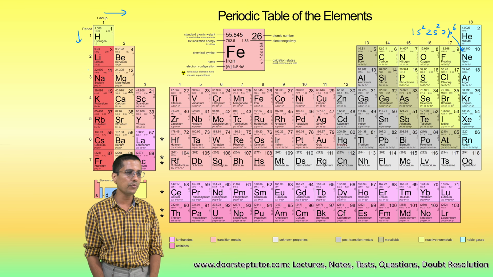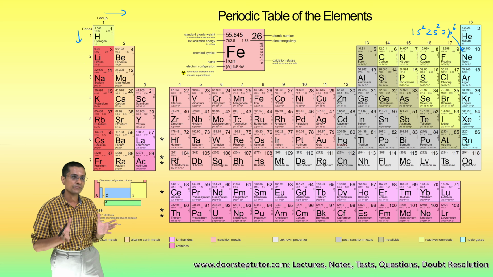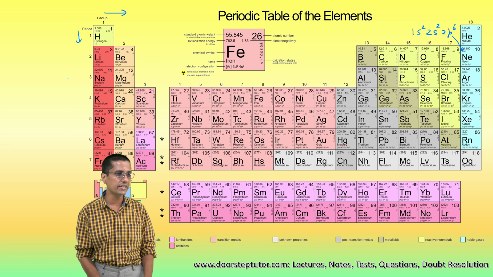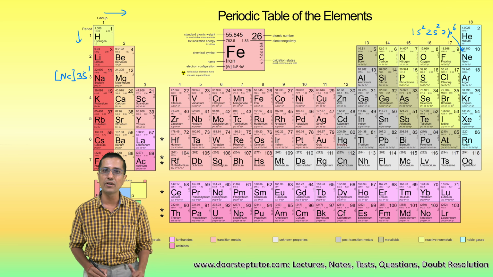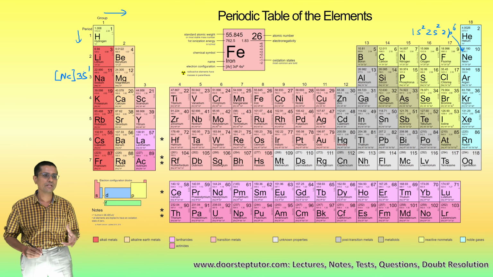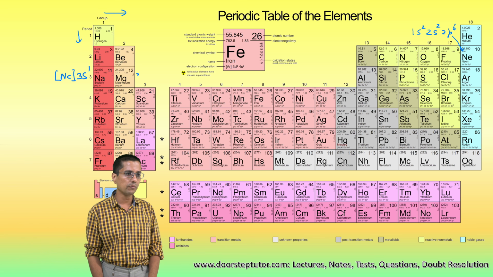Okay, so after 2p6, what comes? 3s. It is the third s orbital, the s subshell of the third shell. So what is the electronic configuration for sodium? It is neon, and on top of neon I also have one more electron which goes in the 3s subshell. So magnesium will be neon and then 3s2.